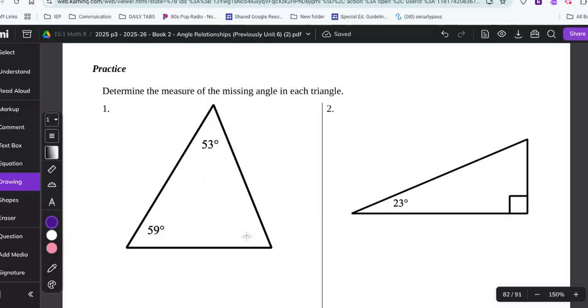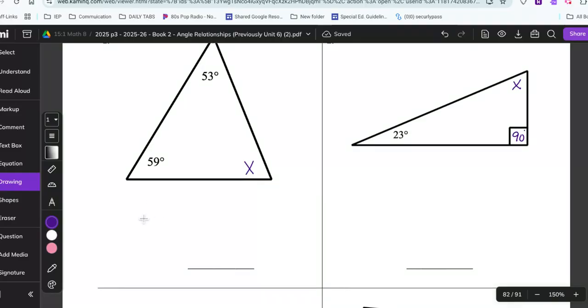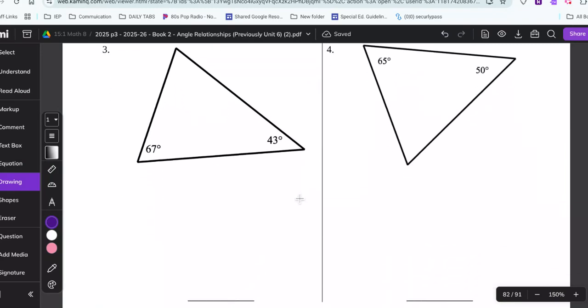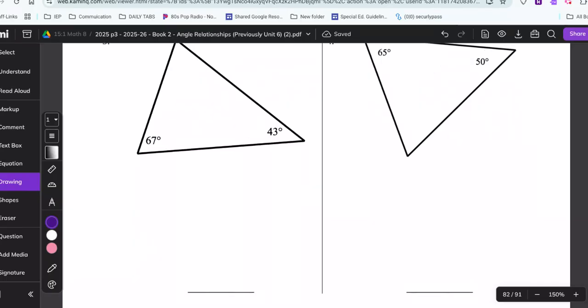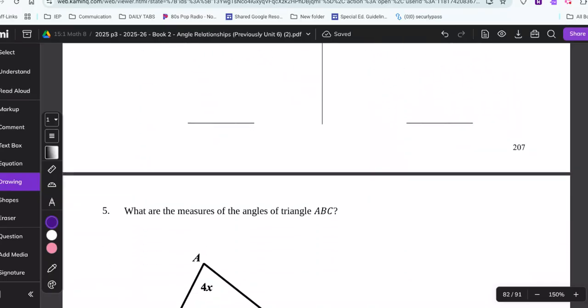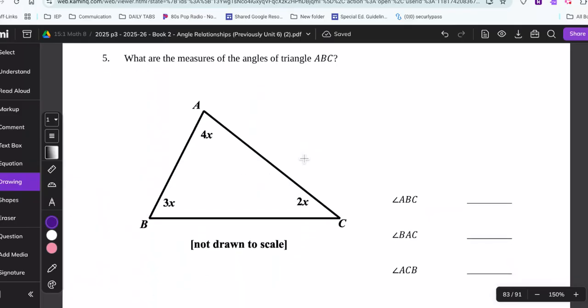So again, you're finding the missing angles here. Okay, we know that all angles add up to 180. So go ahead, give this a shot, and then we'll be able to check. The next page, very similar. Again, we know all angles add up to 180.